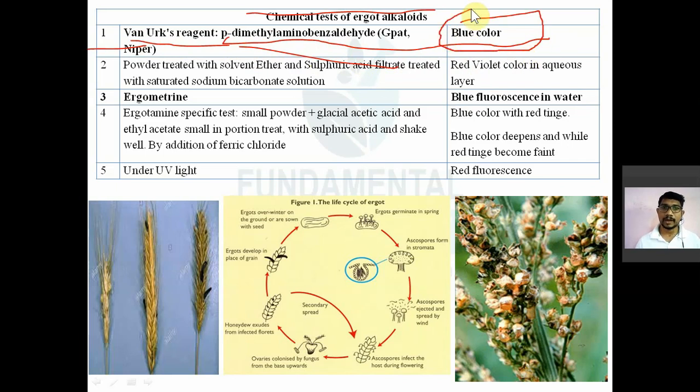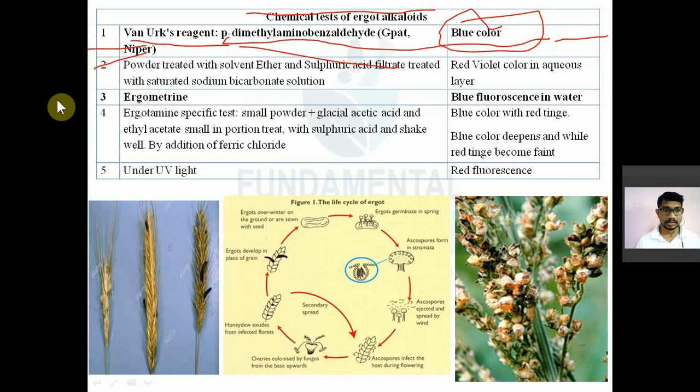So Van Urk reagent is a specific test for identification of ergot alkaloids. इसके ऊपर काफी बार क्वेश्चन आता है in different forms. जैसे Van Urk reagent क्या है, what is the composition of Van Urk reagent, और para-dimethyl amino benzaldehyde is known as, उसमें ऑप्शन में देंगे आपको Van Urk reagent. So that is okay, it will give blue color with the ergot alkaloids. Other tests are not much important, but if you want to read you can read from books.